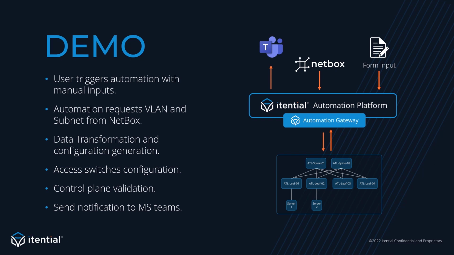As depicted on the right, we're going to leverage 2 forms of integrations and inputs. User input from an operator. We're going to integrate with NetBox for IPAM, and we're going to talk to Microsoft Teams for notification. We're going to leverage the automation gateway to talk to devices via SSH, and we have a little diagram of our fabric below. Let's jump into the actual demo.